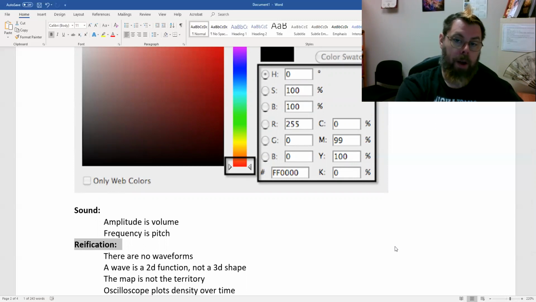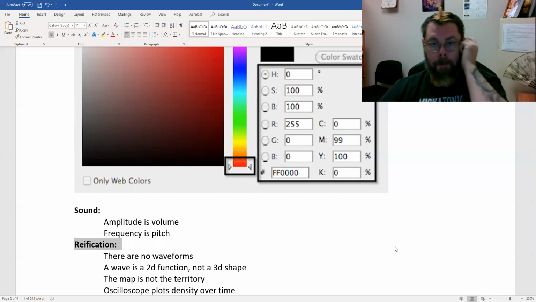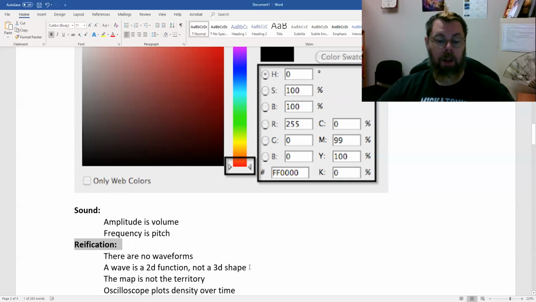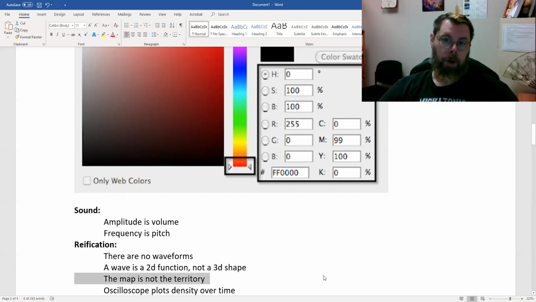Why? Same problem as triangles. It's a 2D function. It's not even a geometric figure now. It's just a function. And that's not a 3D shape, but we're dealing with 3D phenomena, right? Things that exist in the universe have 3 dimensions, not 2. What I want you to know here is that the map is not the territory.